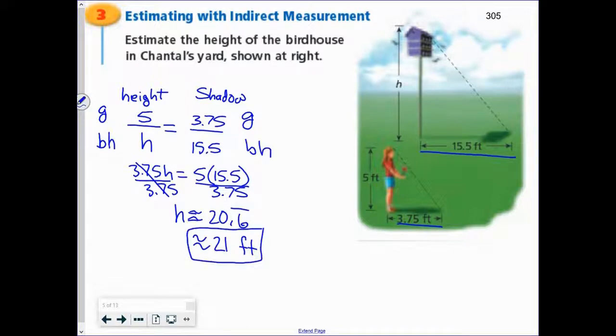And I'm going to look over here and ask, does that answer make sense? Well, the girl is 5 feet tall. The birdhouse is taller. The girl casts a 3.75 foot shadow. The taller birdhouse casts a 15.5 foot shadow. The shadow of the girl is shorter than she is. The shadow of the birdhouse is shorter than the birdhouse is. So yes, this answer makes sense.